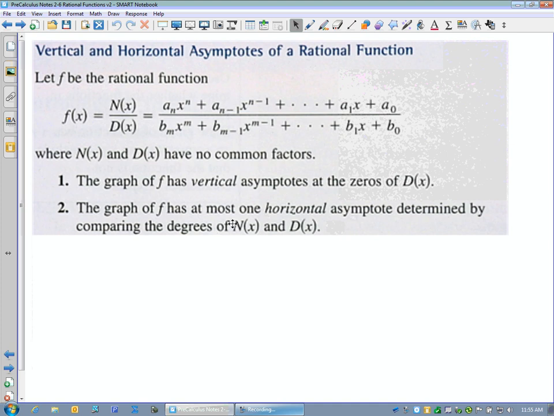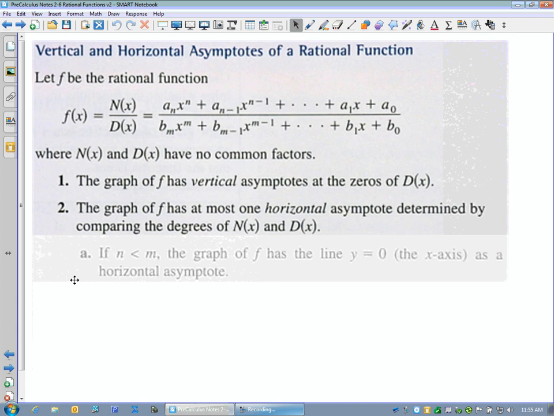But it'll have at most one horizontal, and we find that by comparing the degrees of the numerator and the denominator. Remember, the degree is the largest exponent in the polynomial. So with our comparisons, n is the degree of the numerator, and m is the degree of the denominator, as we can see up here. These are the leading terms.